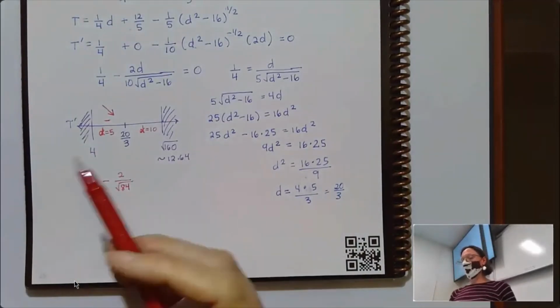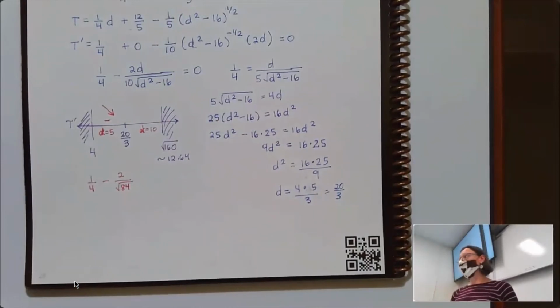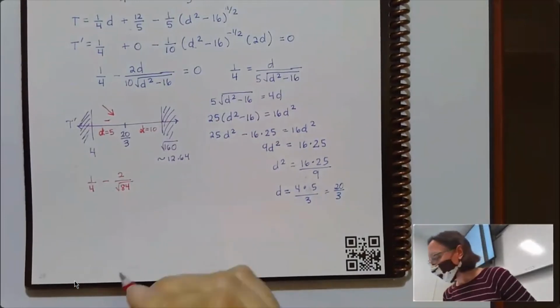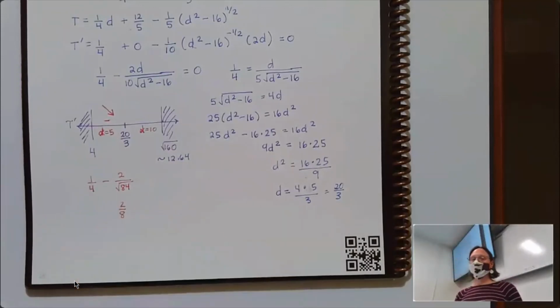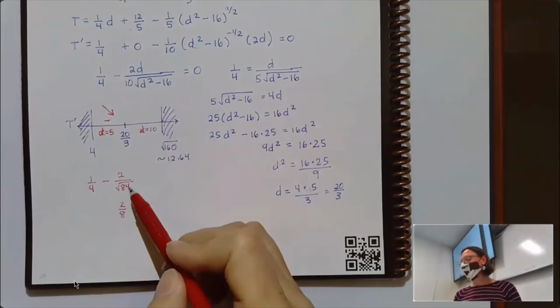Well, for sure that's positive. Why do I know it's positive? Because I know that 2/8 is what would equal 1/4. And whatever the square root of 84 is, it's bigger than 8.